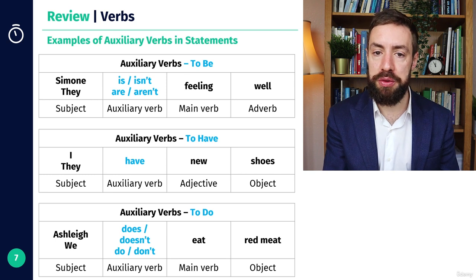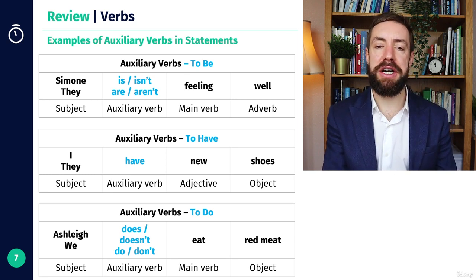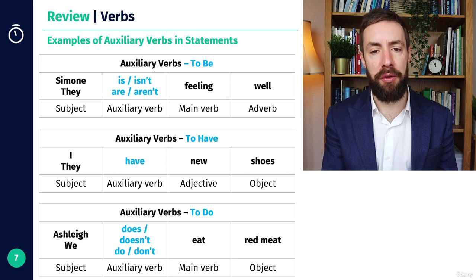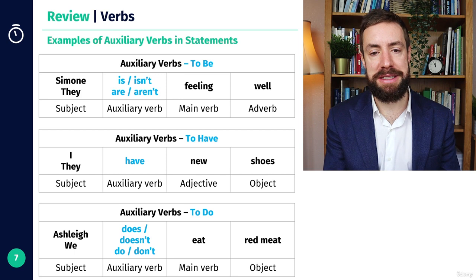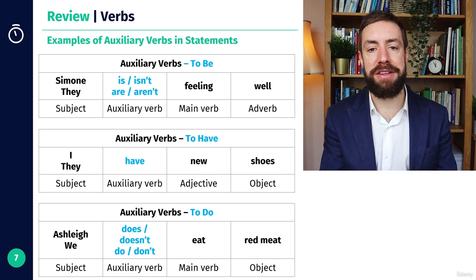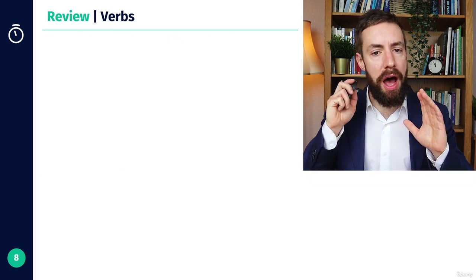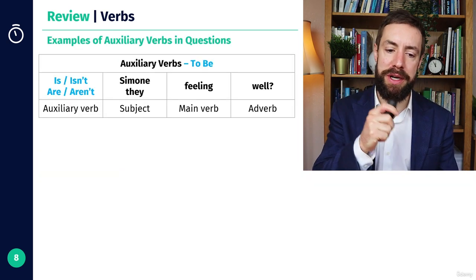And to do, another very common auxiliary verb. Ashley does or doesn't eat red meat, or we do or don't eat red meat. So again, subject, auxiliary verb, main verb, and the object. So those are statements, but now let's see how it changes when we make it into a question.